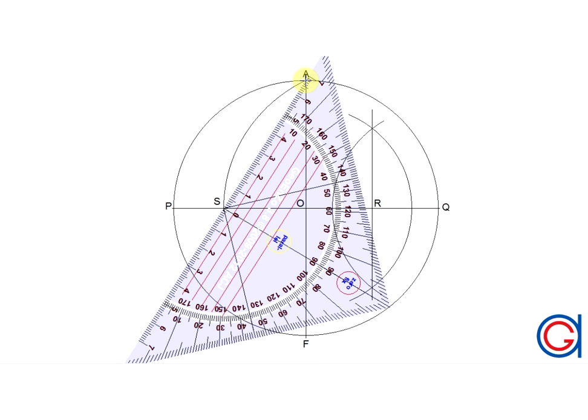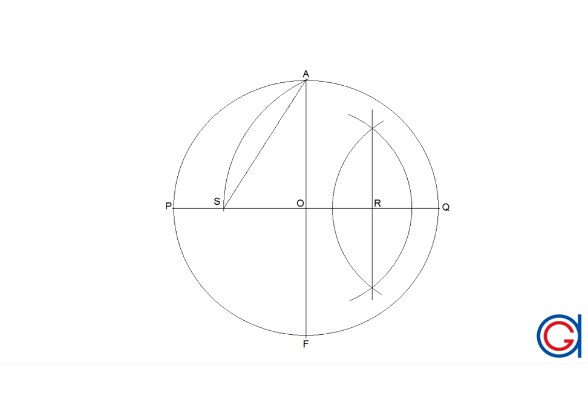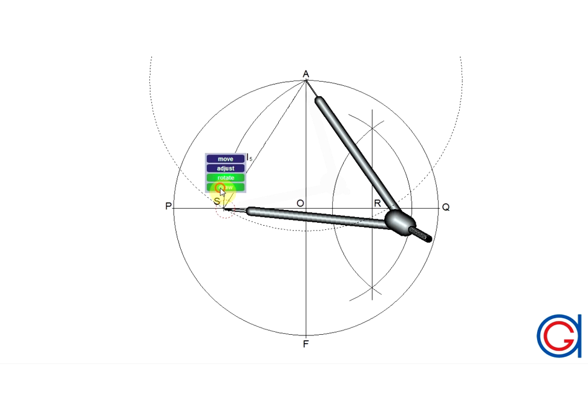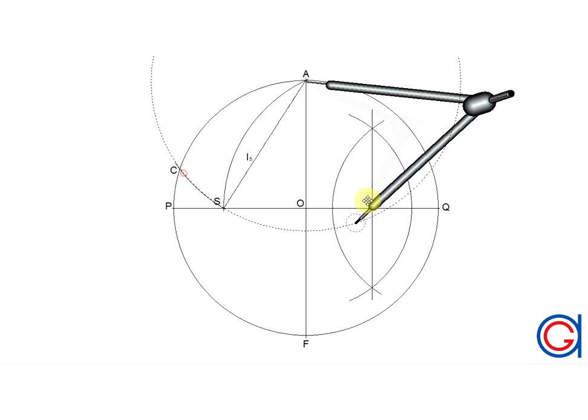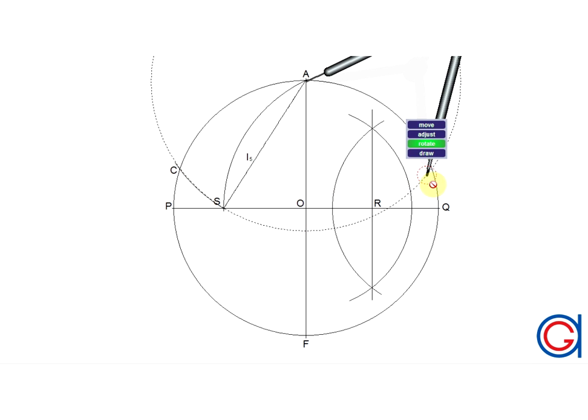Now we join point S to point A, and this line segment SA will be the length L5 of one side of the pentagon that we want to draw. So the next step is, with our compass set to the length L5 and centered on the point A, we scribe an arc to the left, cutting our circumference at point C, as can be seen here in the video.